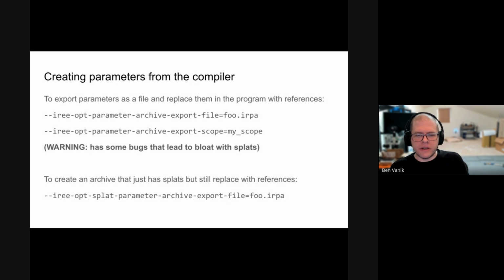There's also a utility if what you want to do is send someone a reproducer so that you don't have to upload and they don't have to download that massive file. The splat parameter archive export file creates an archive file that is just splats of the original parameters. So it'll be a couple kilobytes. And that way, if the issue reproduces with that, then that is the best way to send someone a reproducer.